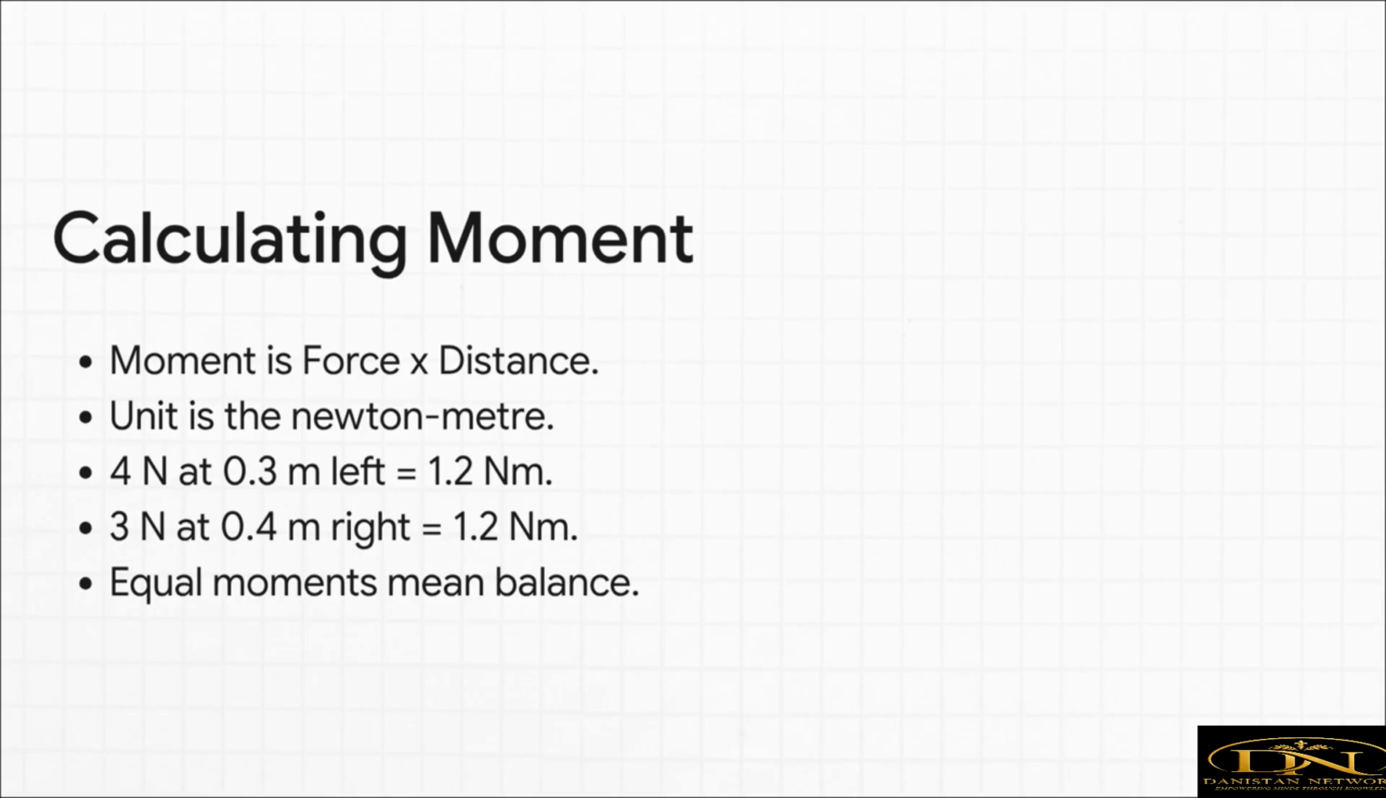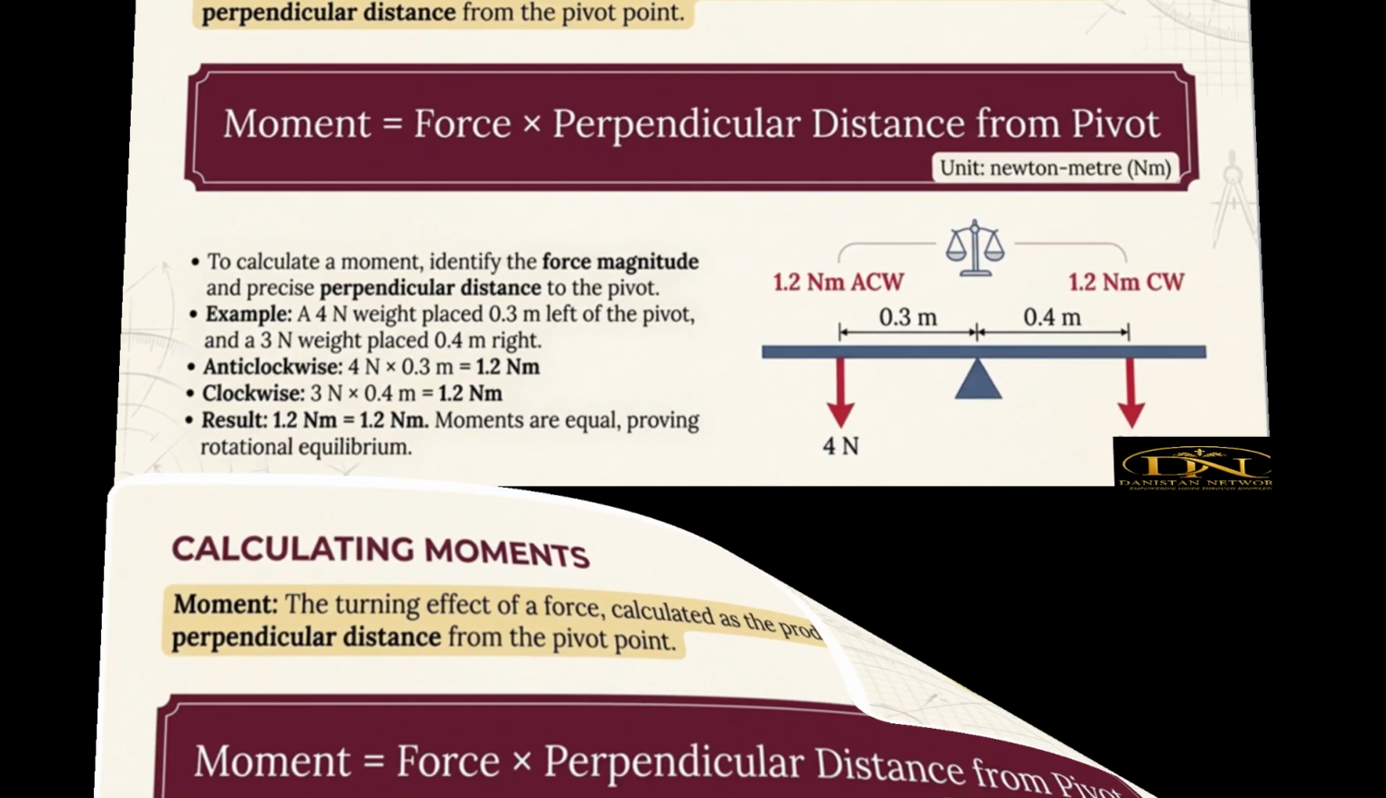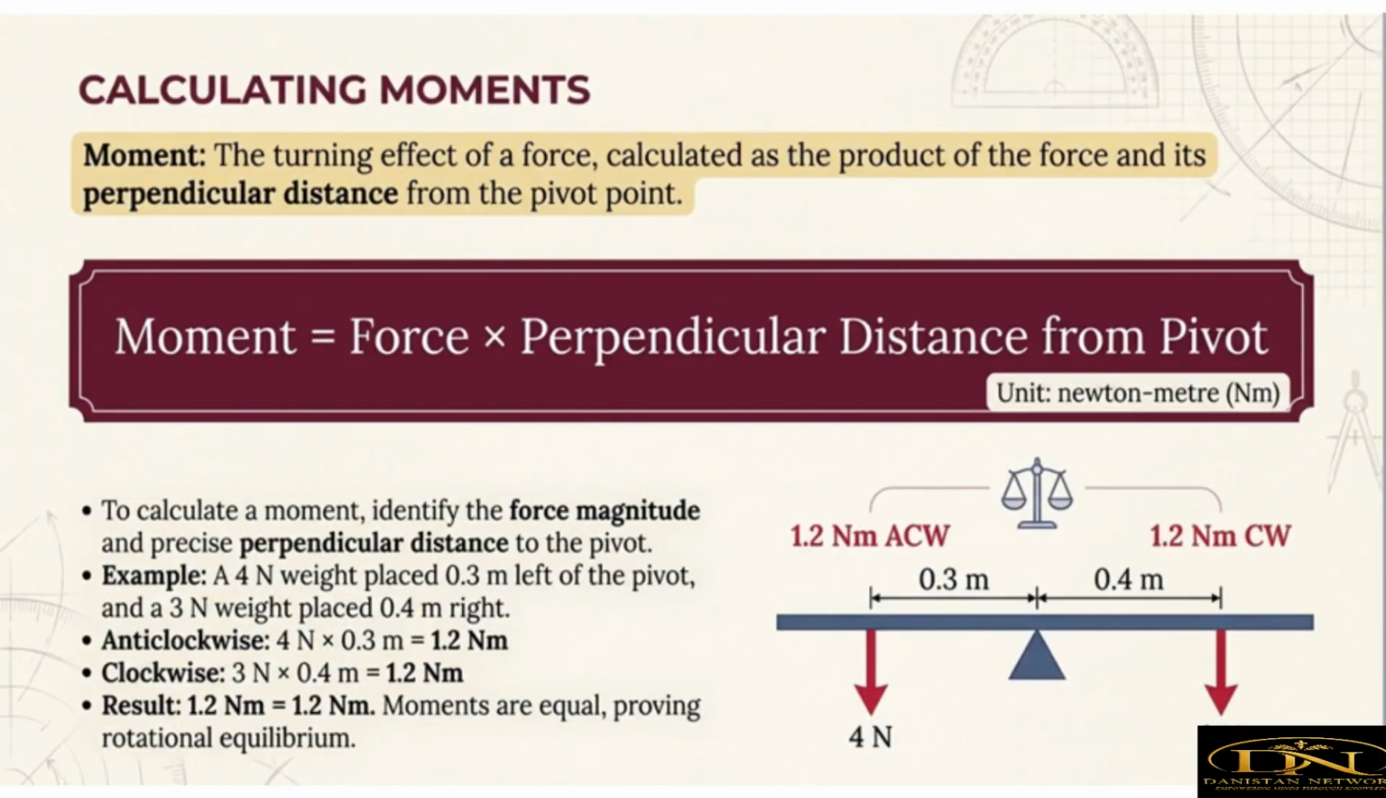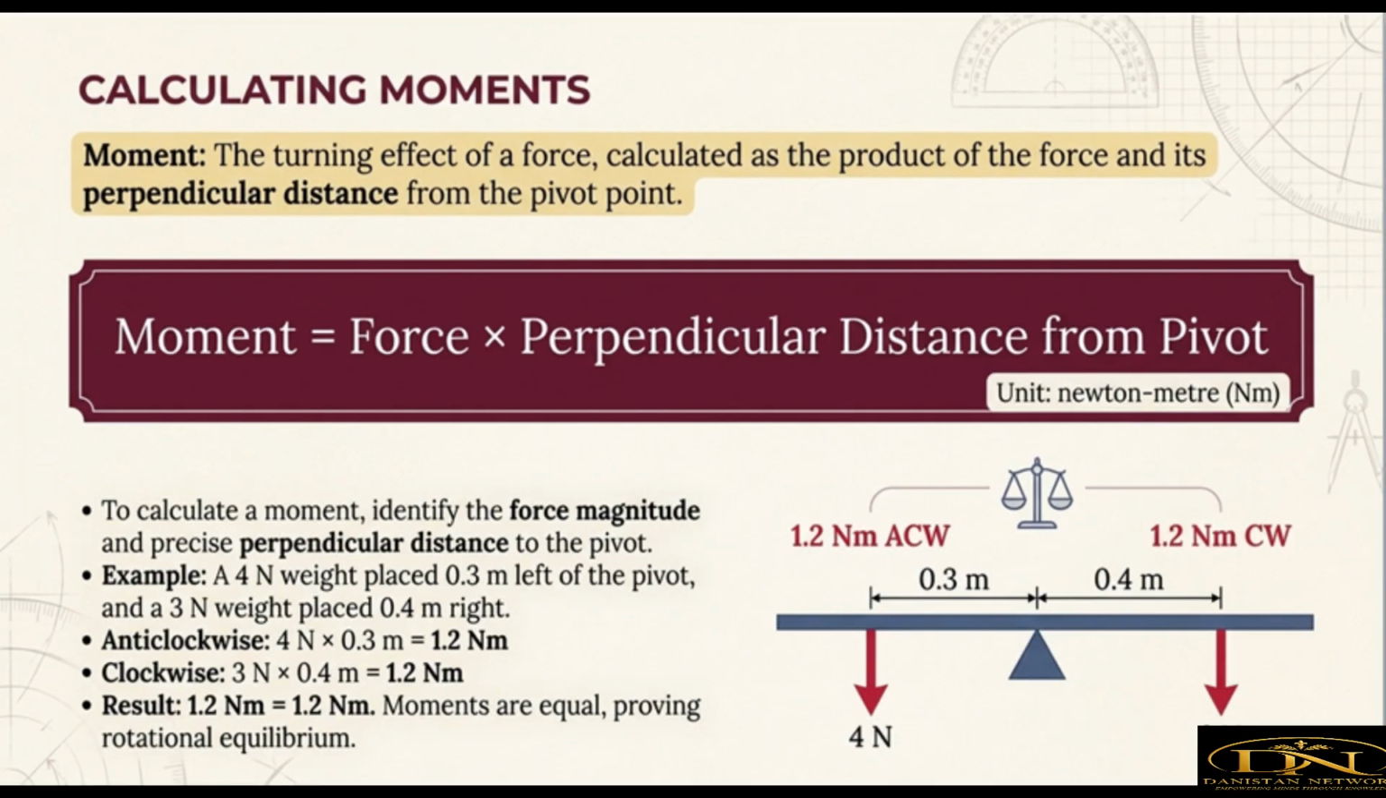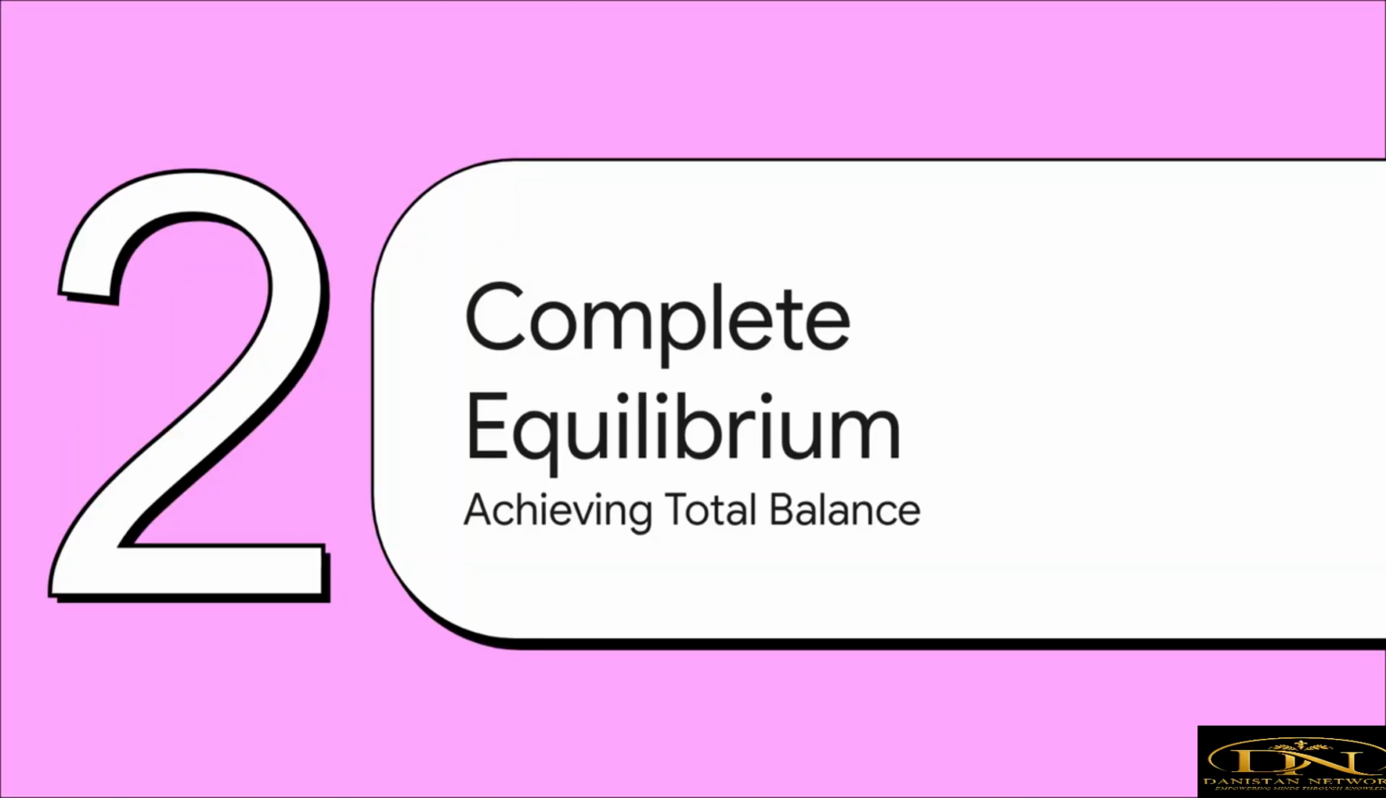This exact calculation is literally how structural engineers make sure a bridge doesn't flip over when a heavy truck drives across it. The following are critical points regarding this heading. Please examine them closely as they are highly significant from an examination perspective. Moving right along to section 2, conditions for complete equilibrium, achieving total balance.